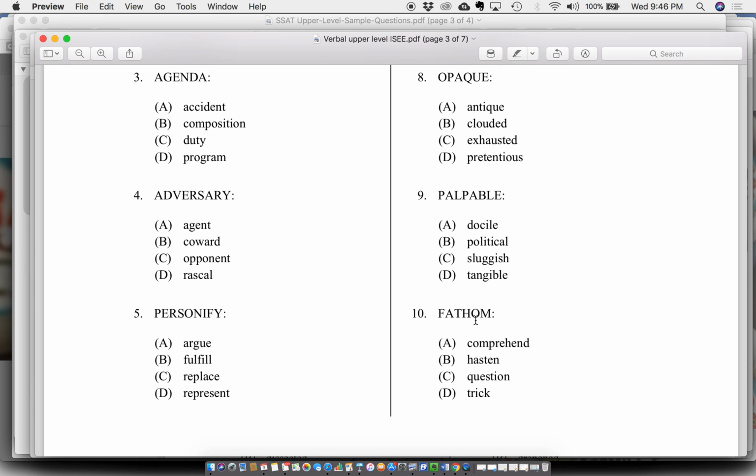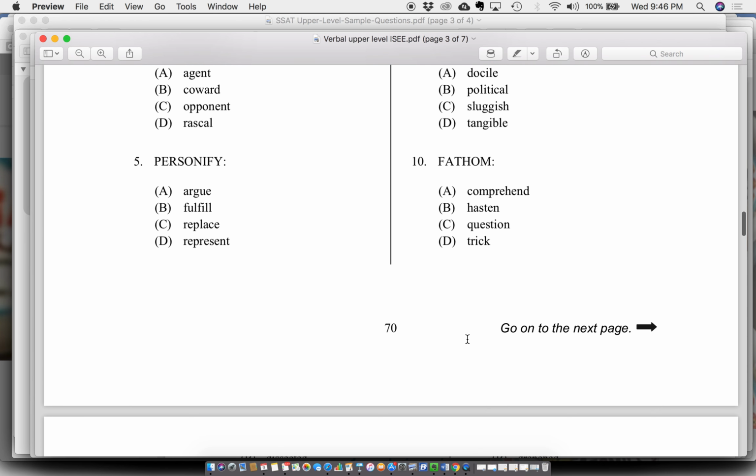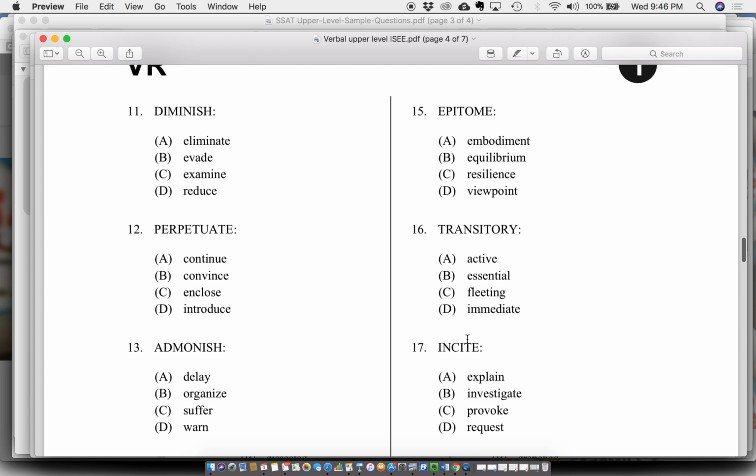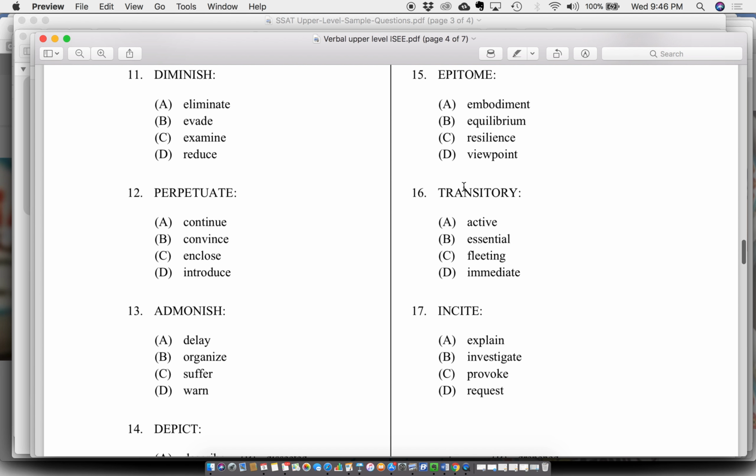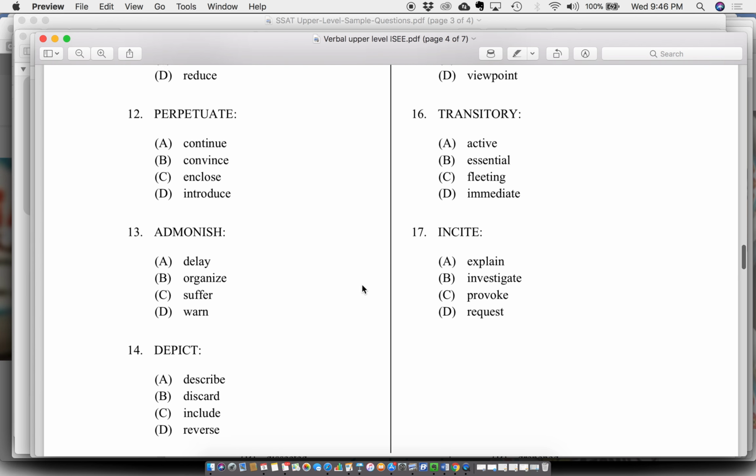Fathom, very important, okay? I can't fathom your argument. I can't fathom what you're saying. And of course, the synonym here is comprehend. Okay, but again, difficult, diminish, perpetuate, admonish, epitome, transitory, incite, depict, and the choices themselves present difficulty for the students.